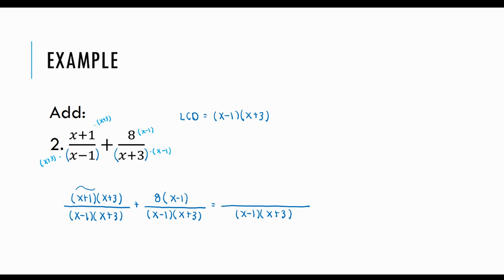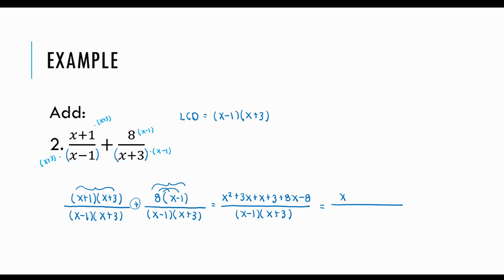So this first numerator, I'm going to multiply those two binomials together. So x times x is x squared, x times 3 is 3x, 1 times x is 1x, and 1 times 3 is 3. Over here in the second numerator, I just have to distribute that positive 8 because it's an addition problem. I don't have to worry about that 8 changing signs. So 8 times x is 8x. 8 times negative 1 is negative 8. Once I multiplied out those terms in the numerator, now I can combine my like terms.